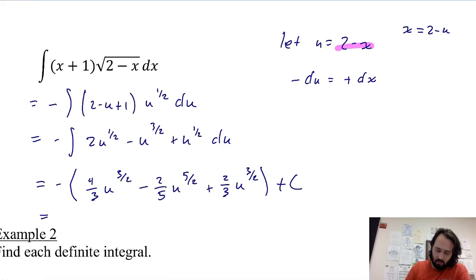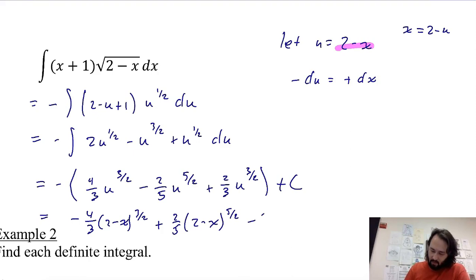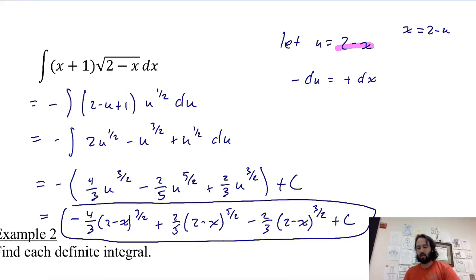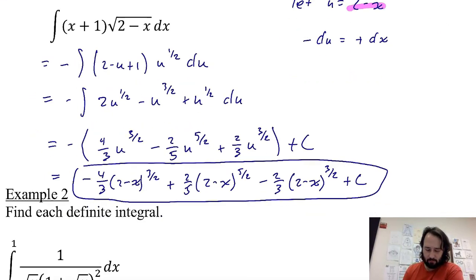Fun times. Okay, now I'll go ahead and distribute the negative. So 4/3 (2 minus x) to the 3/2 plus 2/5 (2 minus x) to the 5/2 minus 2/3 (2 minus x) to the 3/2 plus c. This would be your answer right down there. Again, they could rewrite that with the square roots and stuff. Just be careful. Take your time as you're going through those.